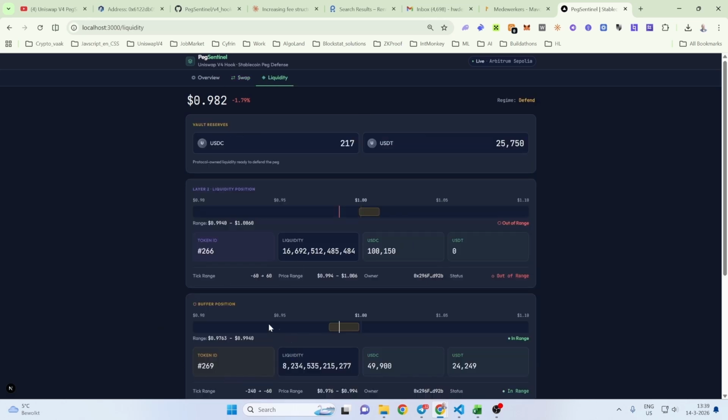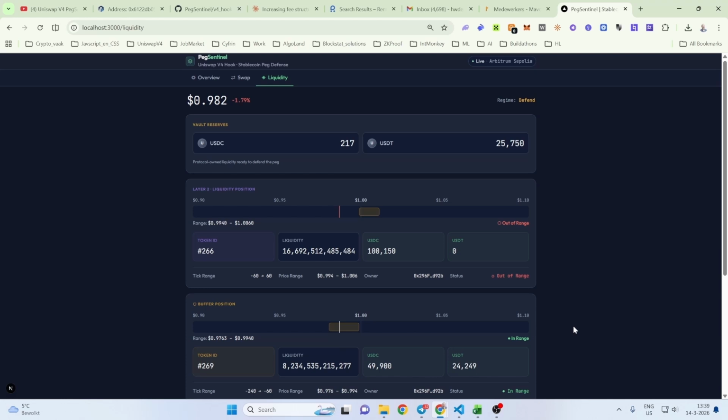Let's check the liquidity page. The backend server monitors the protocol. Now a buffer position has been deployed in the tick range -240 to -60. It uses resources from the vault. The regime has switched from normal to defend.